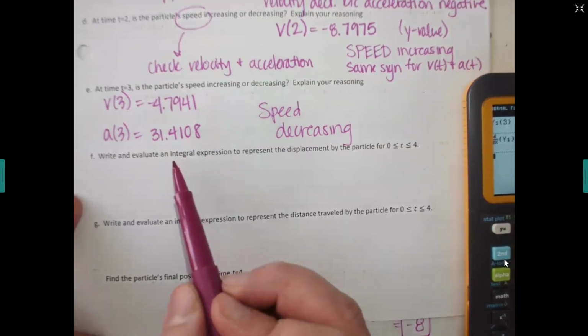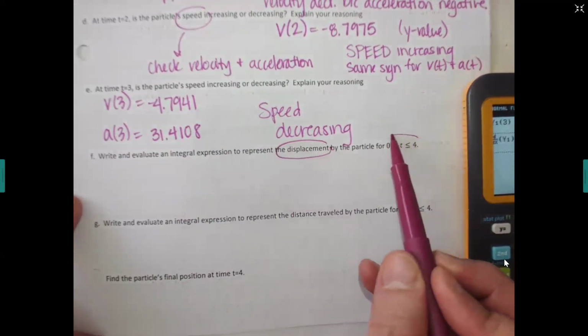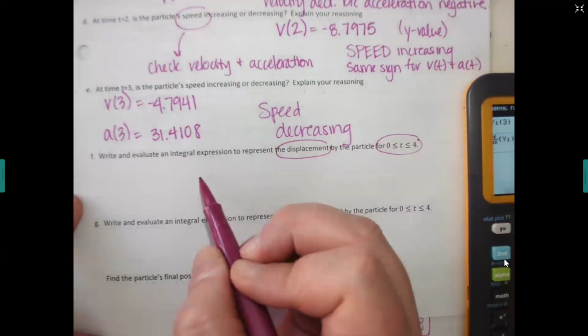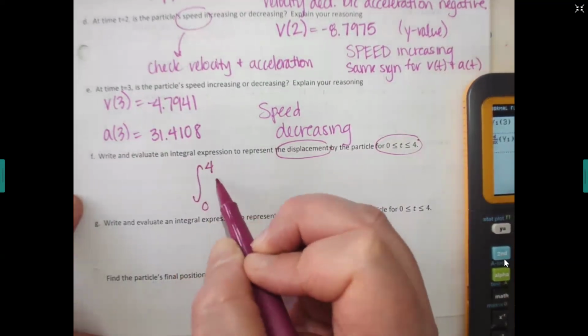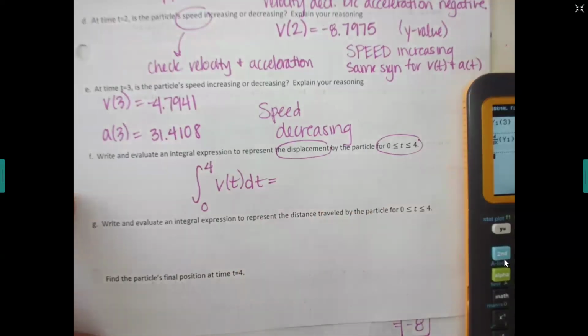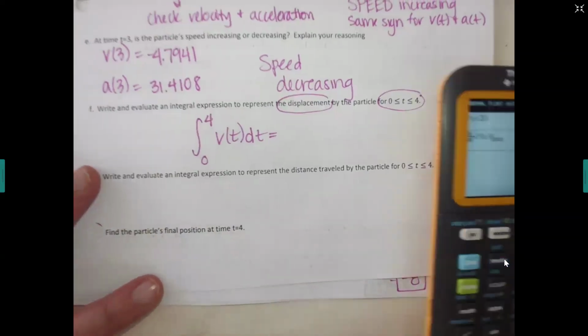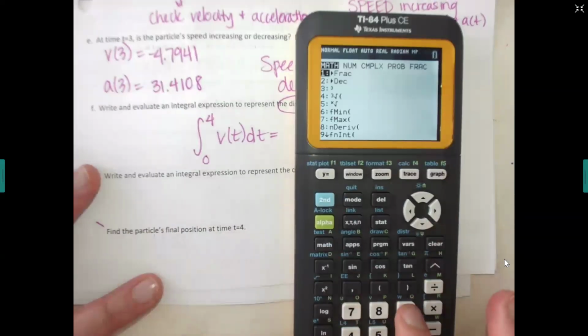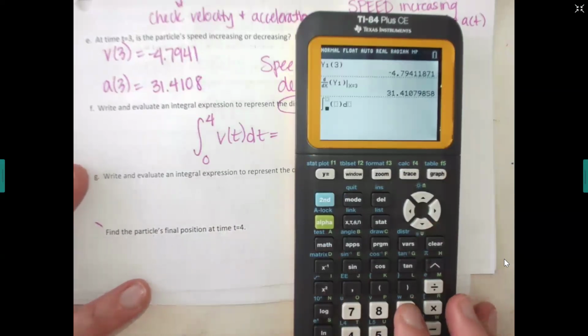You want an integral expression for displacement from 0 to 4 seconds. So I want you to write the integral symbol from 0 to 4 on velocity. And then we're going to do it in the calculator using math 9. So math 8 is the derivative. Math 9 is the integral. So go ahead and push it. Okay, it's math 9. It says FNINT, that's function integrate.